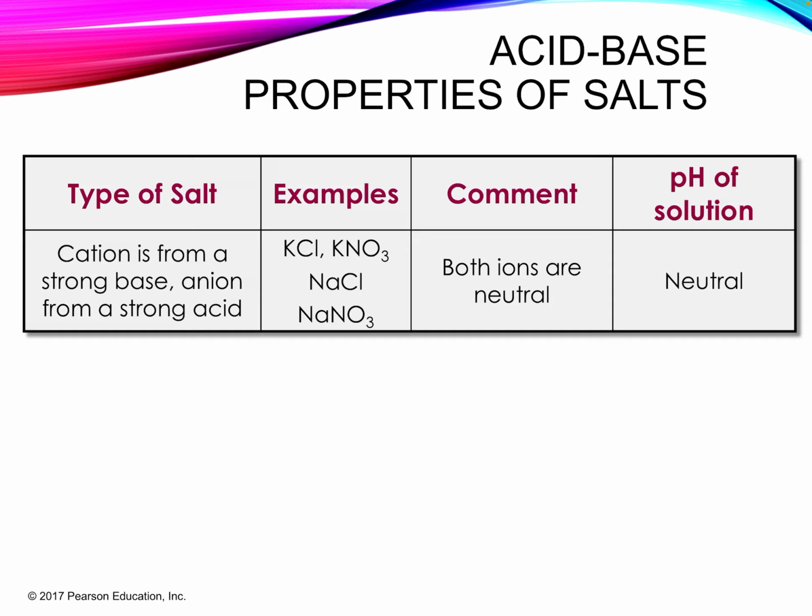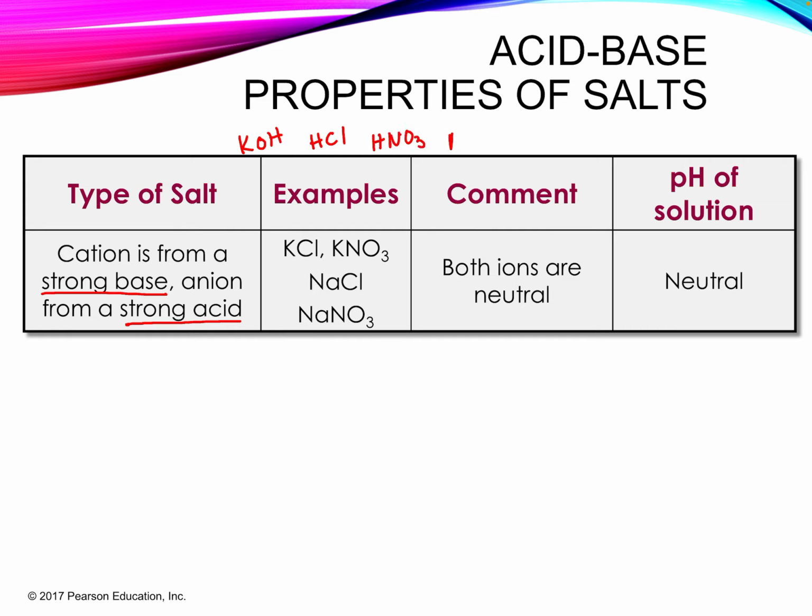Okay, we're going to go through a bunch of different salts and try to figure out whether they are acidic or basic or neutral. So if we have the cation from a strong base and the anion from a strong acid, here are some examples. We have potassium chloride, potassium nitrate, sodium chloride, sodium nitrate. The potassium is coming from potassium hydroxide. The chlorine's coming from hydrochloric acid. The nitrate is coming from nitric acid. What else do we have? Sodium from sodium hydroxide. And I think that's it.